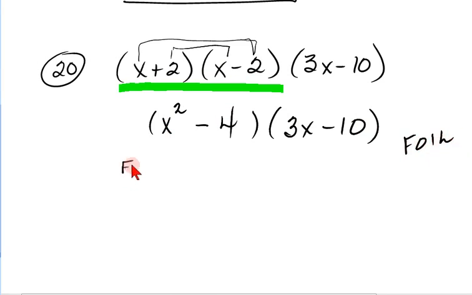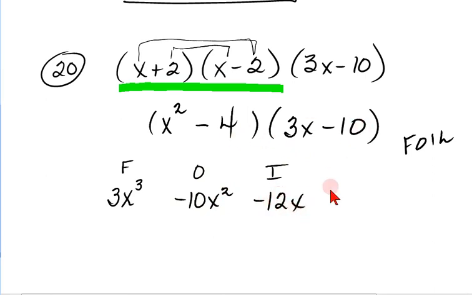So, what's the product of the first? X squared times 3x. 3x to the third power, using the product rule, adding the exponents. What's the outer product? Negative 10x squared. What's the inner product? Negative 12x. And what's the product of the last? Plus 40.